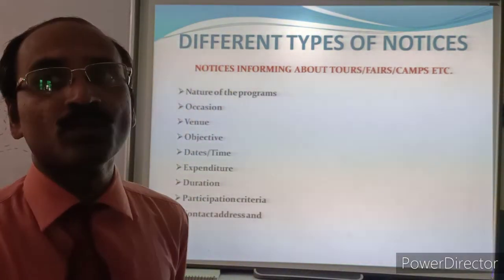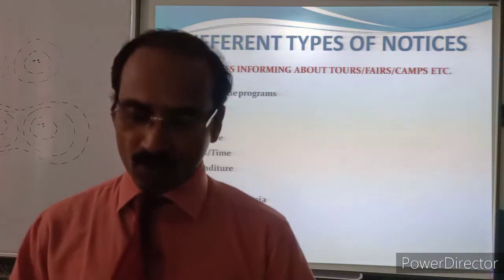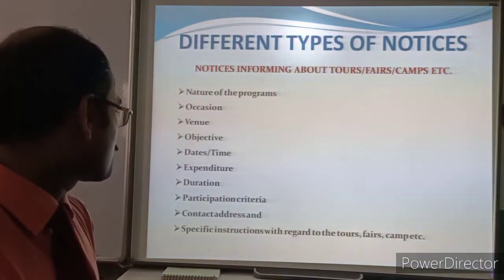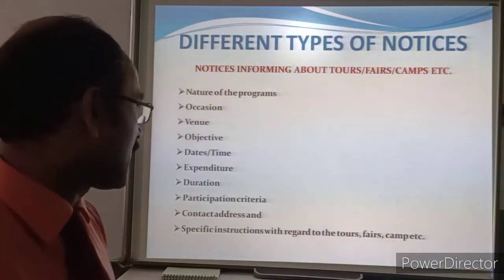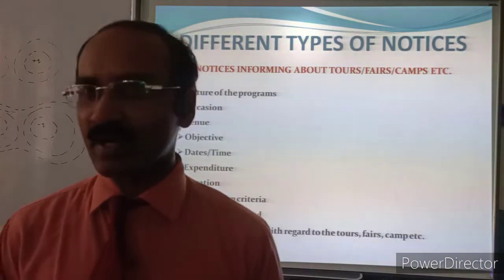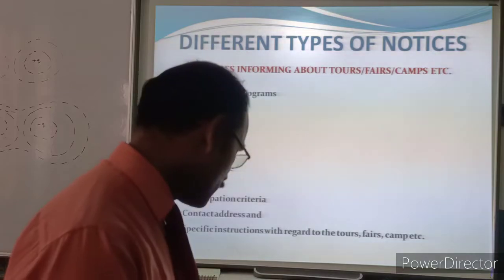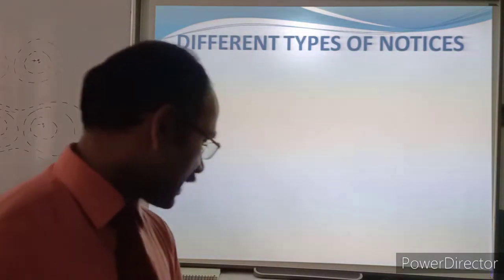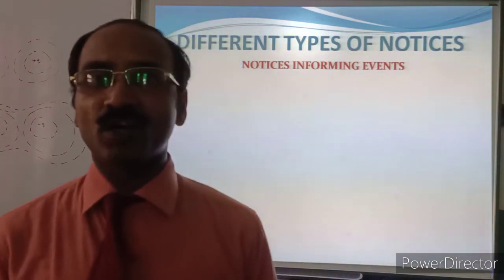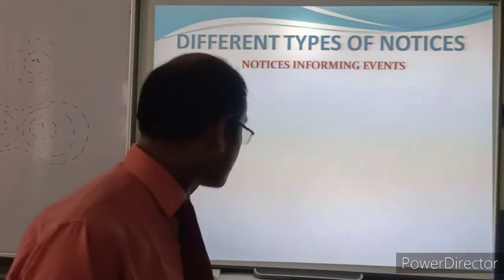Then contact address: to whom you have to contact. You have to contact the class teacher, the principal, or the coordinator. And you can give specific instructions with regard to the tours, fair and camp. Any specific information you want to give, you can also mention in the notice. Then another type of notice: notice informing events.